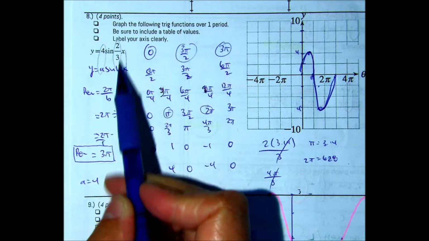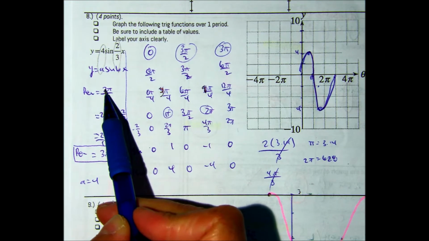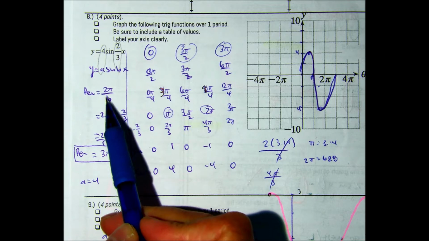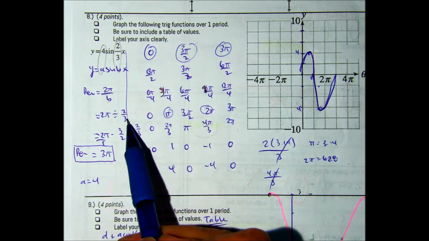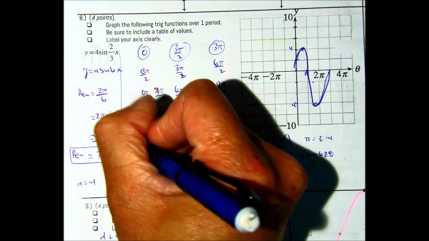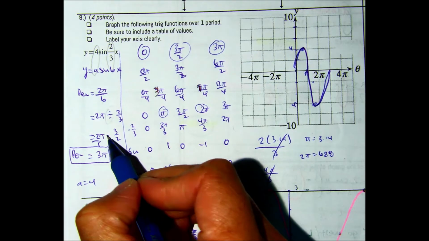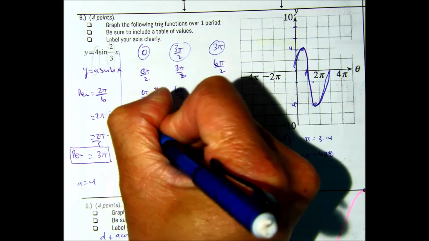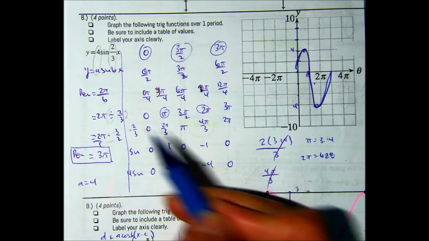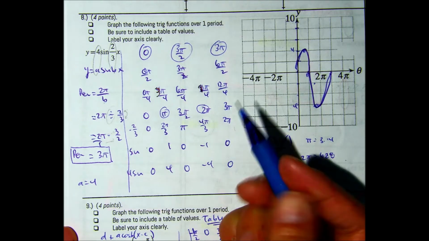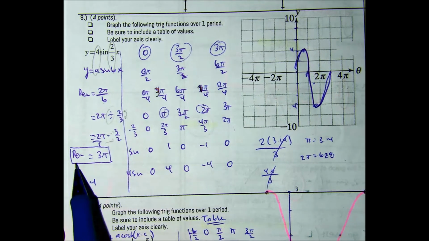If my b value is 2/3, I have 2 pi divided by b, my division sign, divided by my b value, which is 2/3. I just need to change division to multiplication, and I flip these. I get 2 pi over 1 times 3 halves. You multiply across. You will get 6 pi over 2, and 6 pi over 2 reduces to 3 pi. Your graph will finish by 3 pi.